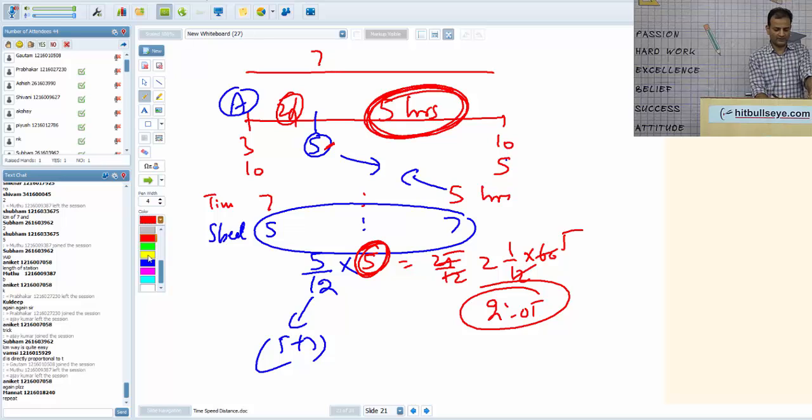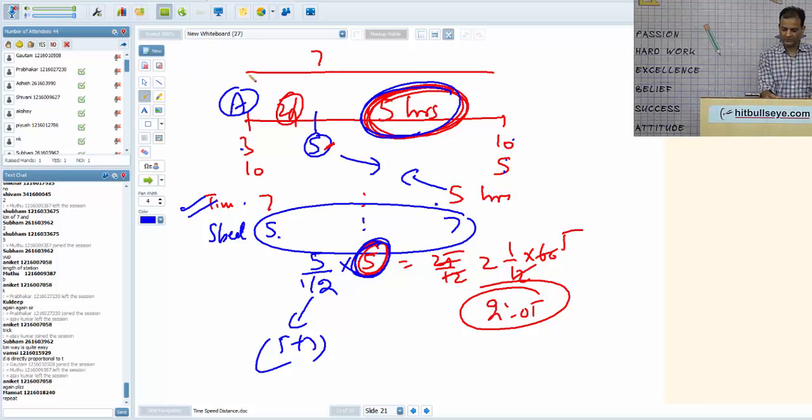Again I will repeat, friends. Time is given, from 3 to 10 is 7 hours, and the other is 5 hours. Speed is inverse of time, 5:7. After that what you will do? 5 by 12 into 5. Why this 5? This is the remaining time. The journey of the train which started early was 7 hours. This train has spent 2 hours. Forget these 2 hours. The remaining time of this train is 5 hours. Multiply by this and you will get the answer.